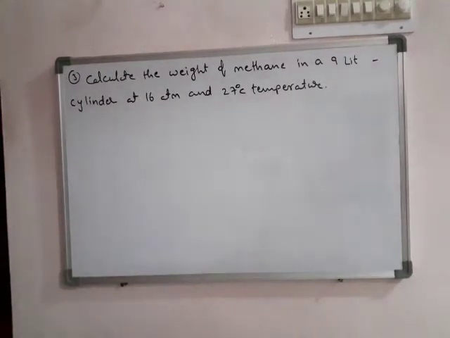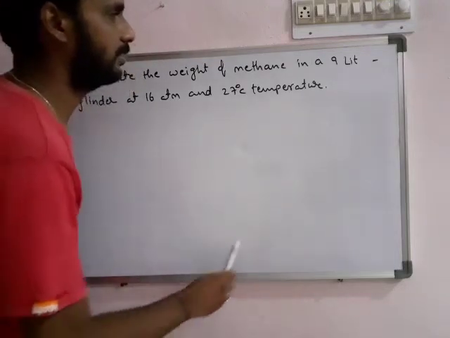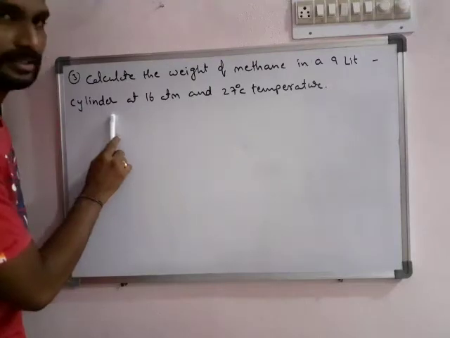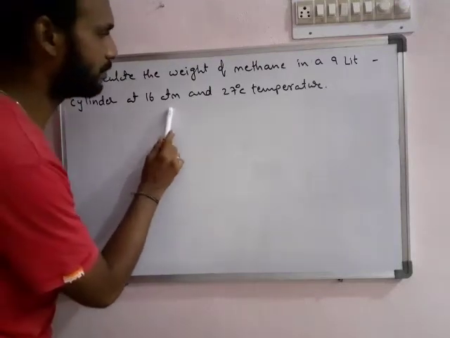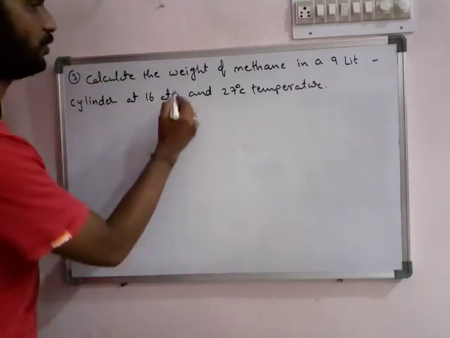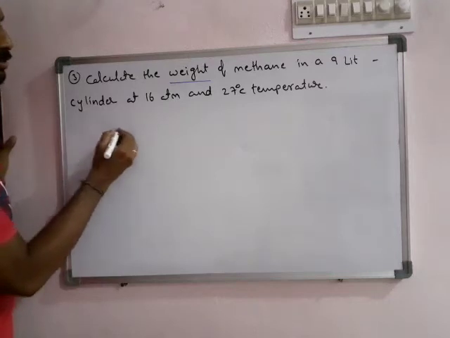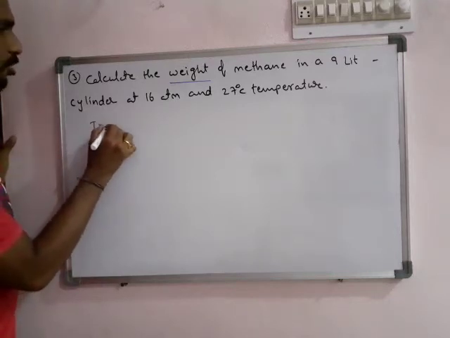Okay, see another one. Calculate the weight of methane in a 9-liter cylinder at 16 atmosphere and 27 degrees Celsius temperature. So we need to find the weight, or nothing but mass. So temperature is given how much?